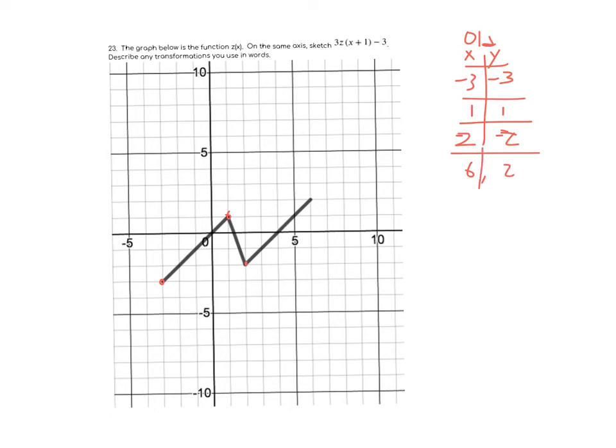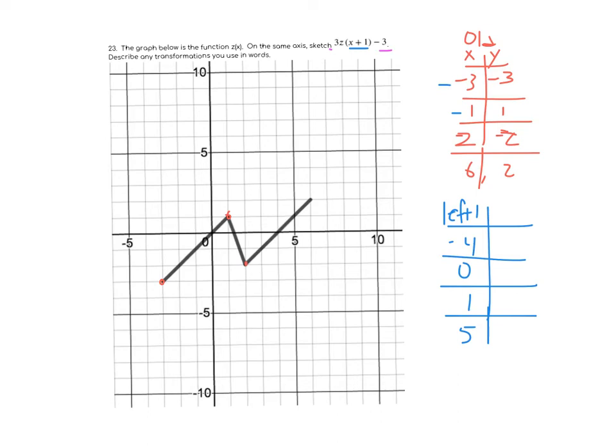Okay, let's look at my horizontal stuff first. That's the inside. X plus 1 means that we're going left 1. So my points would become negative 4, 0, 1, and 5. My y values are going to be multiplied times 3 and then minus 3. So if this was left 1, our y's are times 3 and then down 3. So this would be a vertical stretch by a factor of 3 and then move down 3.